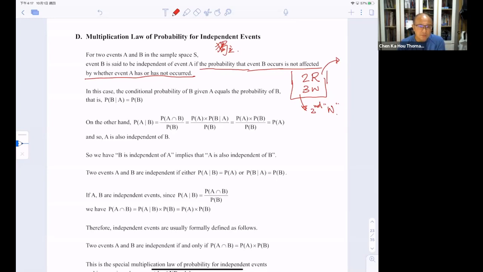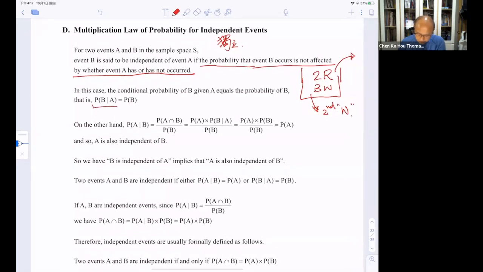In that case, no matter the color you get in the first event, it does not affect the result of the second event. In that sense, it is called independent. So if it is independent, put simply, B given A, given that A occurs, what is the probability of B? If they are independent, it means whether A occurs or not, it doesn't affect the event of B. So they are equal.